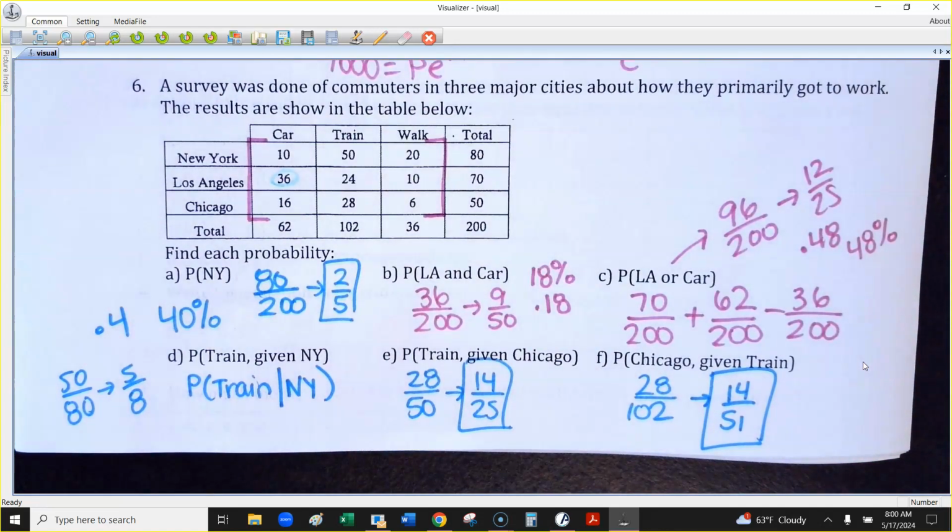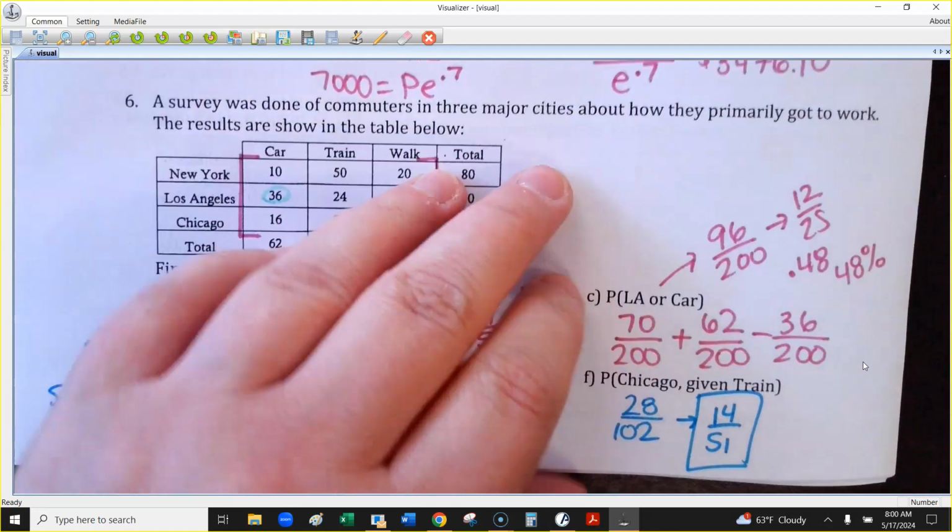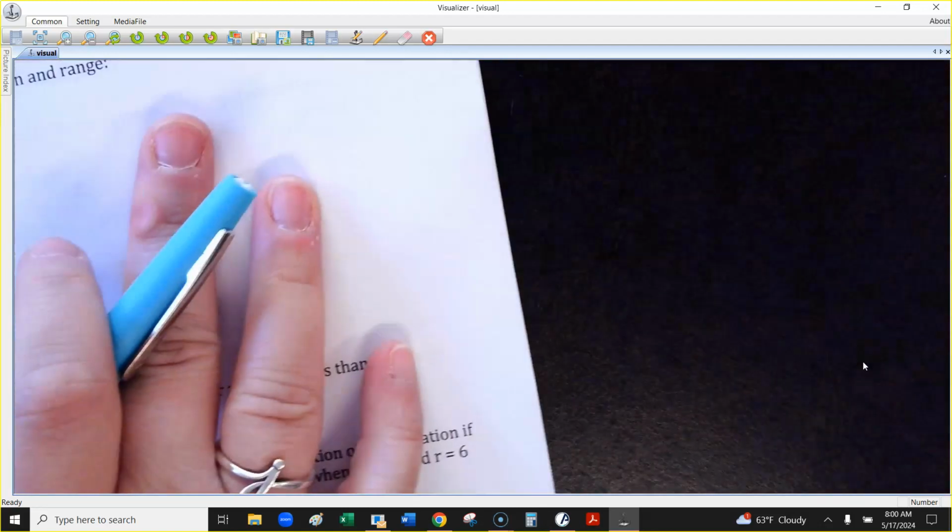Does anybody have a question? All right. Let's sketch a couple of graphs here. Okay.